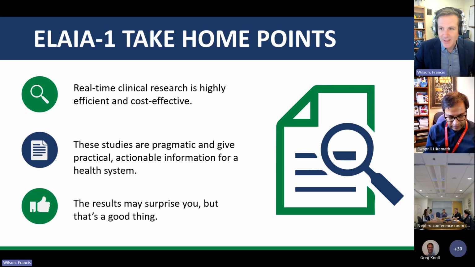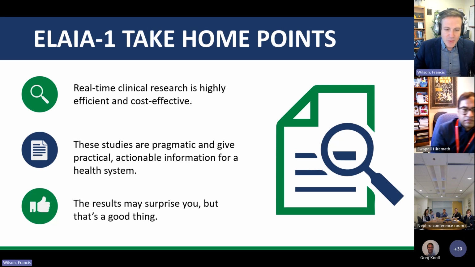There are people that told us before we started the trial that it would be unethical to not inform the providers that their patient has AKI if we knew. How could you keep that from them? And this is the reason, because until you test it, you don't necessarily know if there will be a benefit.